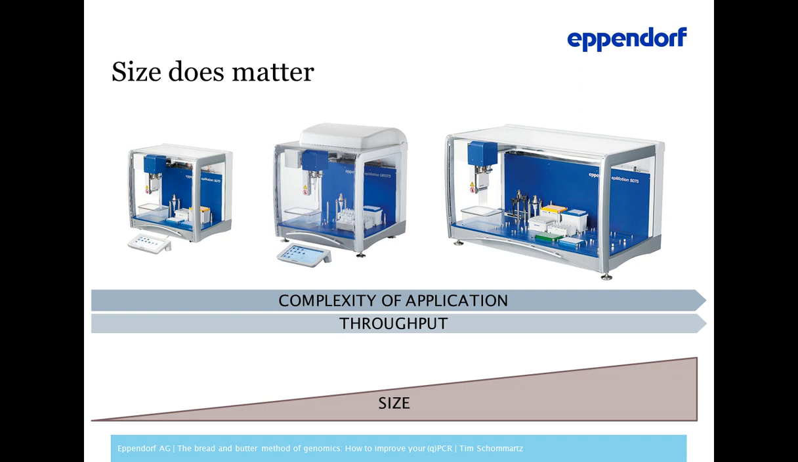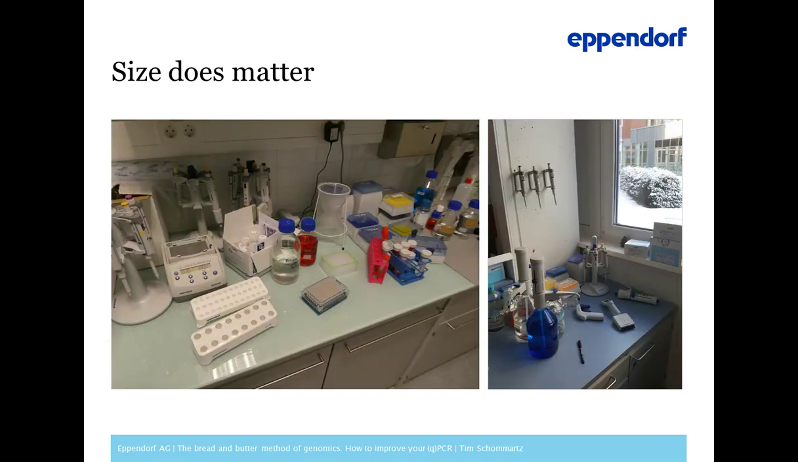And they have different sizes, and these different sizes account for the complexity of the application, but also for the throughput. And so if you look at a PCR, which is not a super complex application, a qPCR might be of medium complexity, you can see that depending on your throughput, there is a sweet spot for all kinds of automation, right? So you can either go for a smaller device or for the largest device, or you go for the device in the middle. And why is the size important?